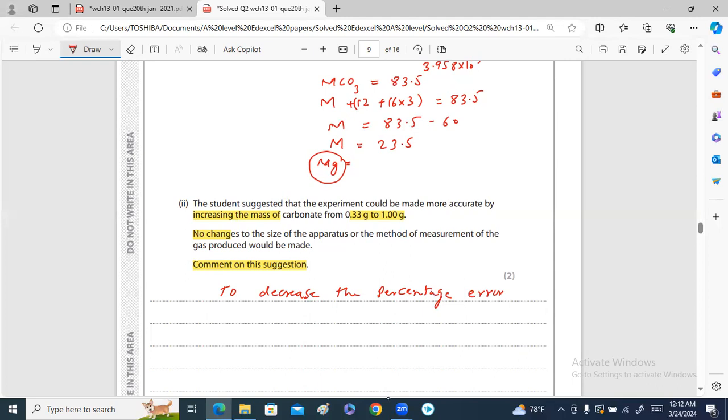And the second thing is that if we use more mass of the metal carbonate, the volume of the carbon dioxide would be more than the volume of the measuring cylinder. We are using the measuring cylinder of 250 centimeter cube in this experiment. So the volume of carbon dioxide would be more than the volume of the measuring cylinder.